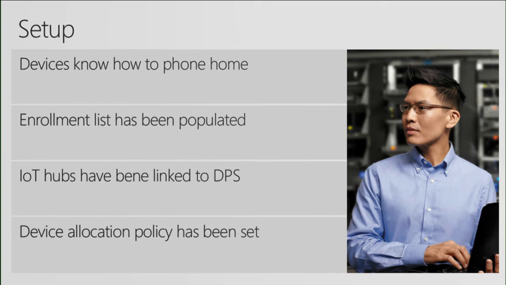Secondly, the enrollment list has been populated, and this is basically where you tell the device provisioning service, here is the list of devices or the list of groups of devices that are allowed to connect at some point in the future. The provisioning service also has to know the IoT hubs that it's allowed to assign devices to. And again, security, you have to explicitly set up those links. And finally, you have to tell the service how you want to allocate devices among the linked hubs.